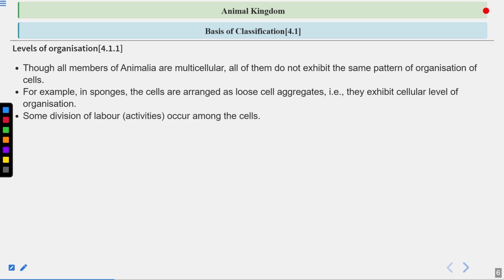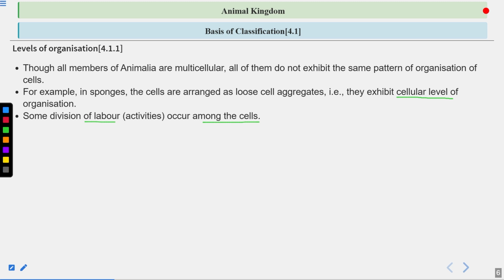Some division of labor occurs among the cells. But there is a division of labor. Division of labor means some cells are assigned to a work. Like they have cells called collar cells or choanocytes, which have a very specific function. There are some cells meant for digestion and some cells meant for excretion. But still, tissue has not been formed here. So that is why the poriferans show the cellular level of organization.